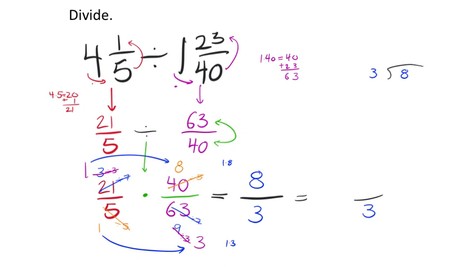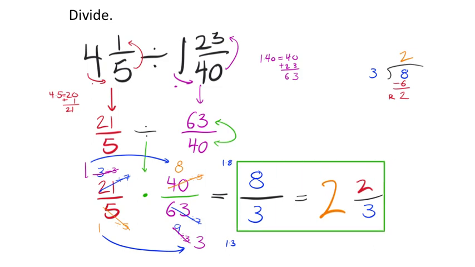So let's see, let's go orange. 3 goes into 8 twice. And 2 times 3 means we used up 6 of the 8. 8 minus 6 is, well, remainder of 2. Now, those 2s are different. The quotient is 2, so that's our whole number. And the remainder of 2 is the numerator. It's good to color code stuff. There we go. That looks pretty good to me.